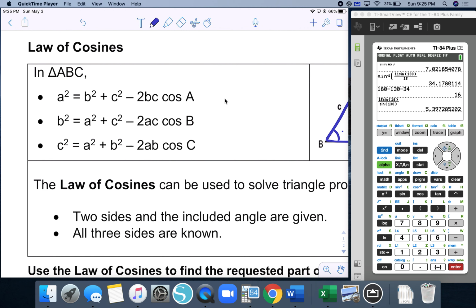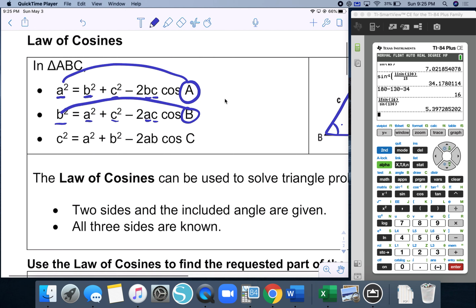If I'm looking for side A, I'm going to do the other two sides squared, so B and C, minus 2 times the other sides, B and C, times the cosine of the angle for the side that I am looking for. B is the same thing, just with A and C, and then the angle for the side I'm looking for. C is the same thing, the other two, A and B, and the angle for the side I'm looking for.